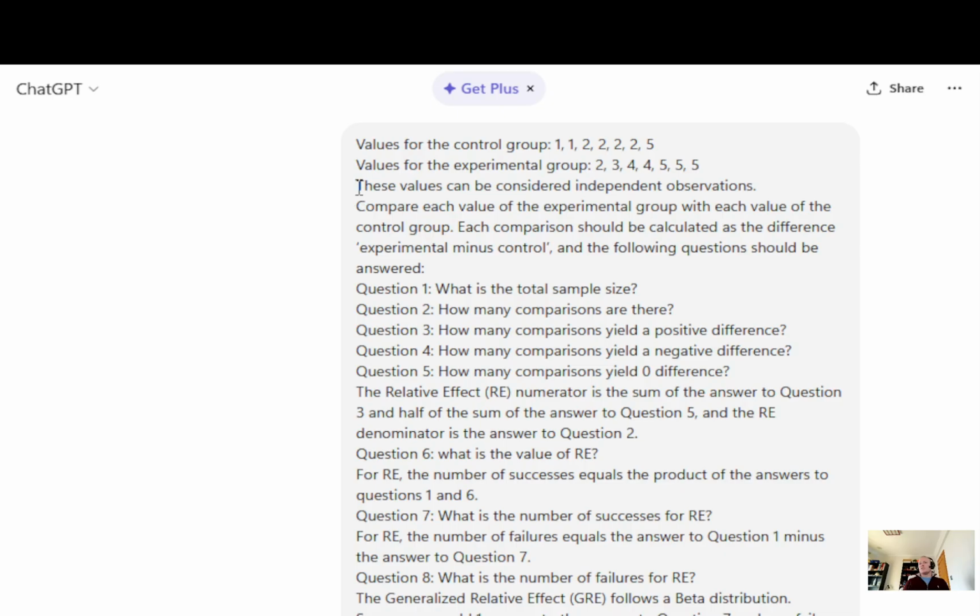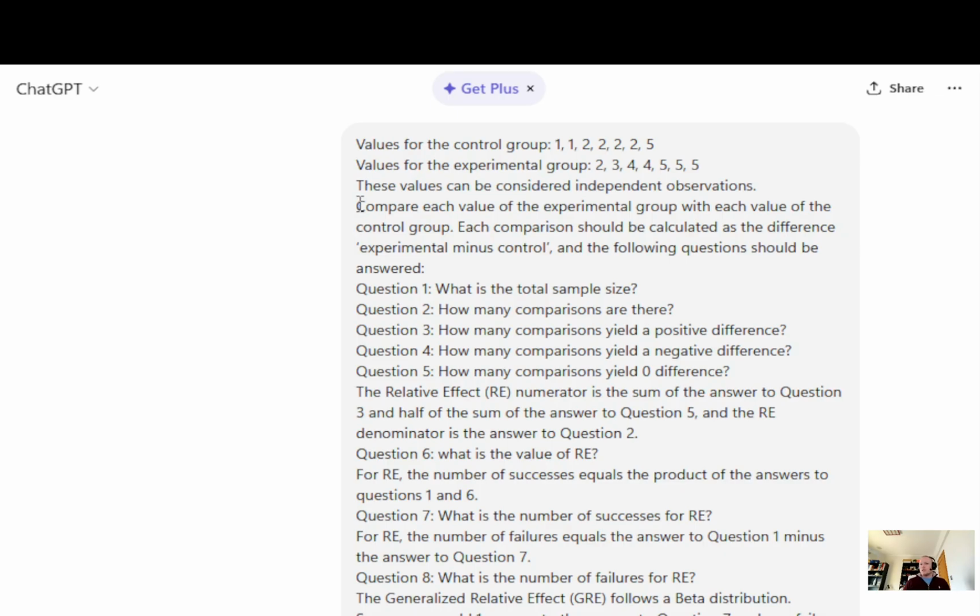And importantly, we say these values can be considered independent observations. It's, for instance, not the case that it's the same subjects that in some kind of crossover design first do one condition and then the other. No, it's independent observations. It's no identical twins either that have been randomly allocated, one of the twins to the control and the other to the experimental group. We call these independent observations, no genetic or repeated measurements relations. Okay. Now we compare each value.